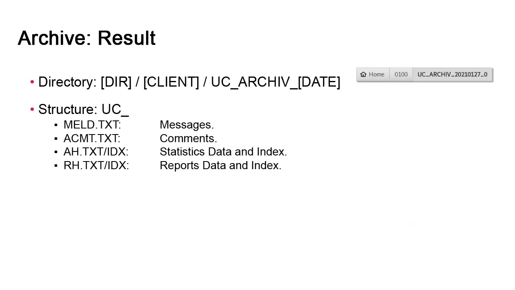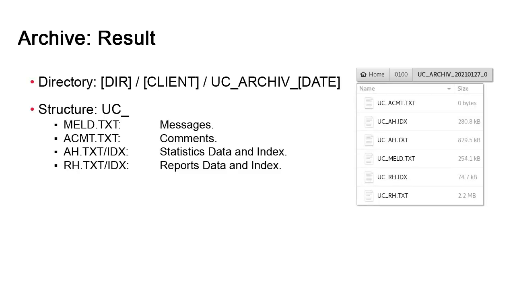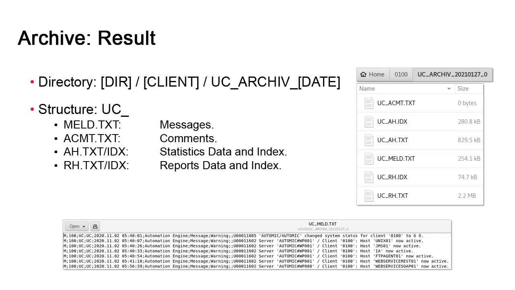The resulting archive directory contains a number of files, and they all start with UC_. Mail.txt is the flat file that contains the messages, ACMT contains the comments, AH contains the statistics, and RH the reports. Note that AH and RH data files are indexed, and so you'll find an index file for each.